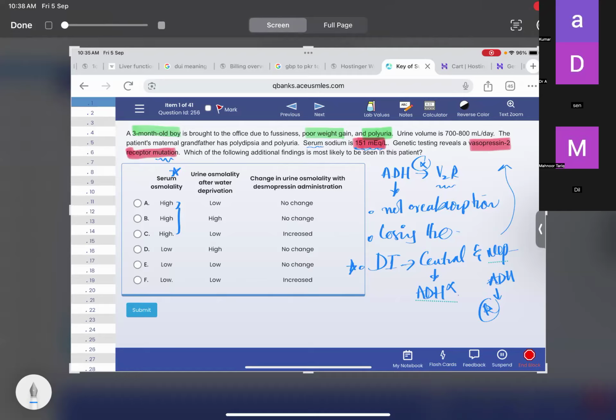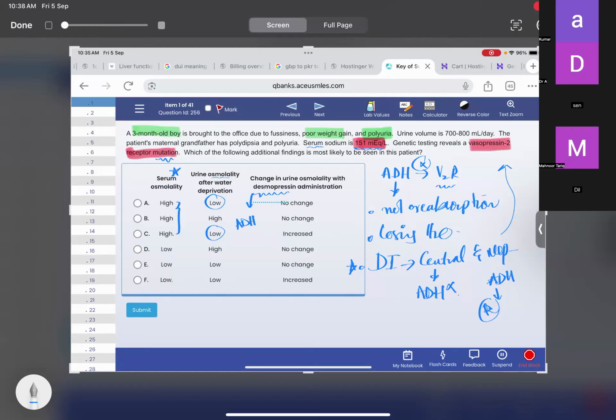So if we are losing more water, what would be the osmolarity of urine? Low, right? Low, because the urine is dilute and water is high. What are they saying about desmopressin? Desmopressin is an ADH analog, right?